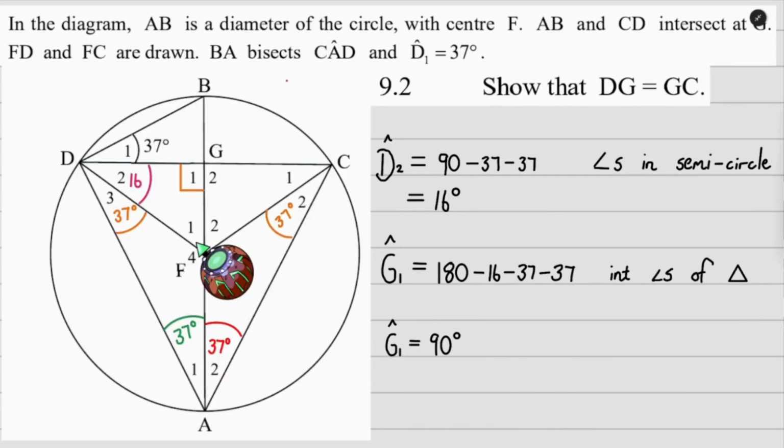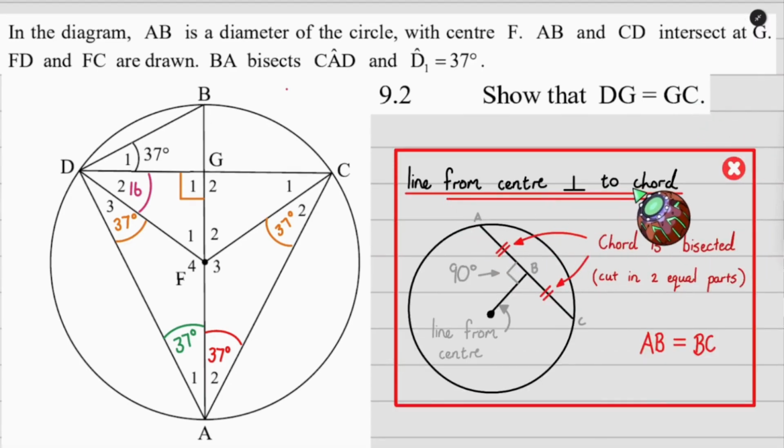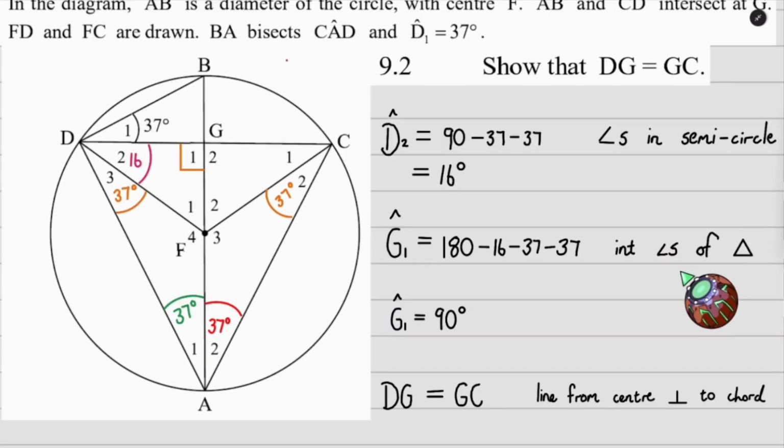And now that we have G1 to be 90 degrees, we can actually leap to our conclusion that DG is the same size as GC for the following theorem. Line from center perpendicular to chord. If I have a line running from the center that is perpendicular to my chord, then the chord is bisected, it's cut in 2 equal parts. So DG equals GC for this reason, line from center perpendicular to chord. And I simply just write up my conclusion like this: DG equals GC, line from center perpendicular to chord.